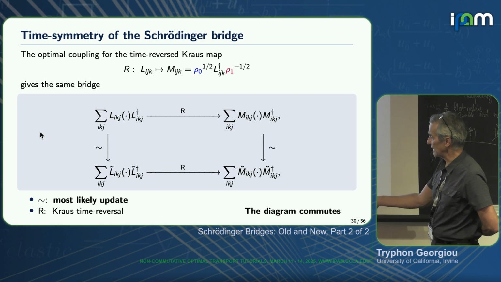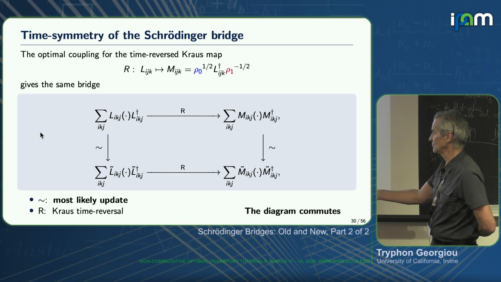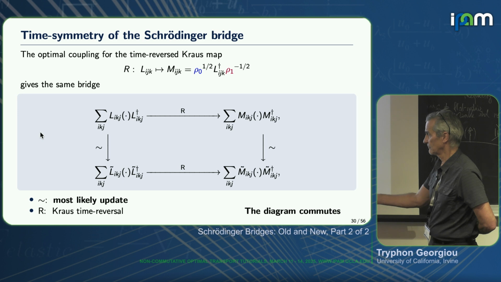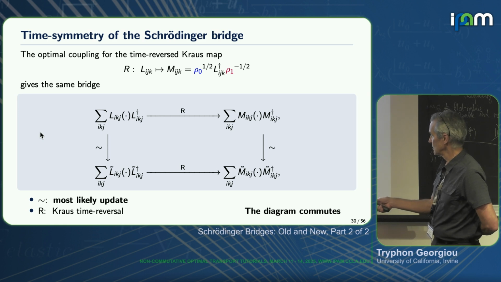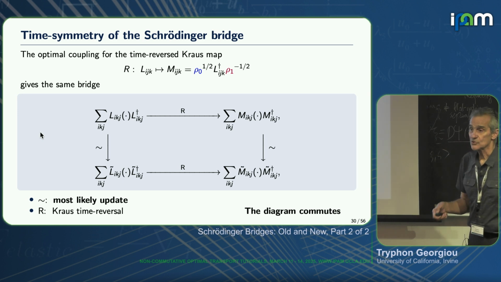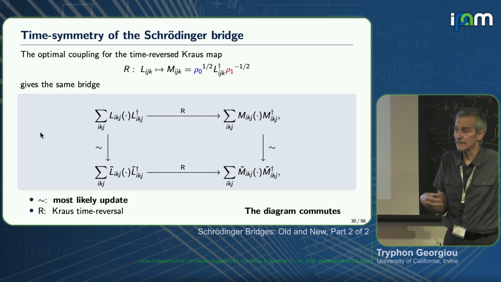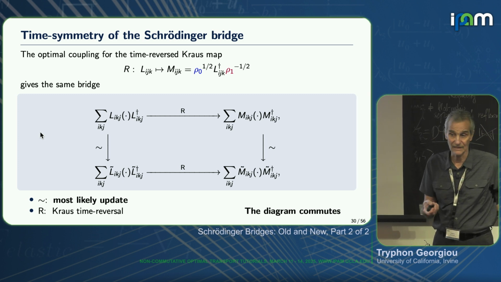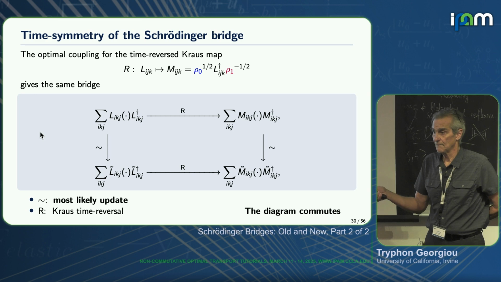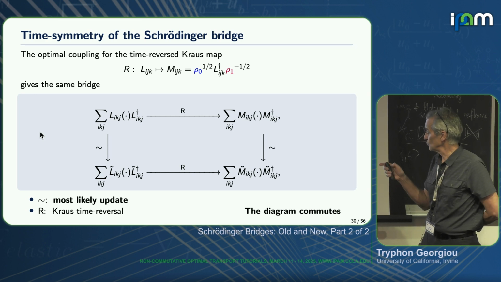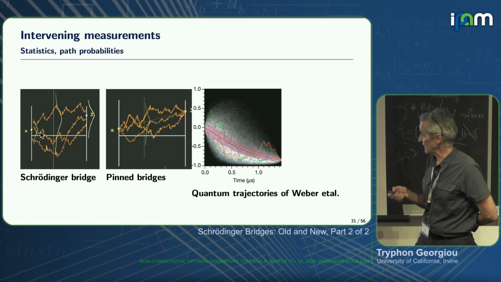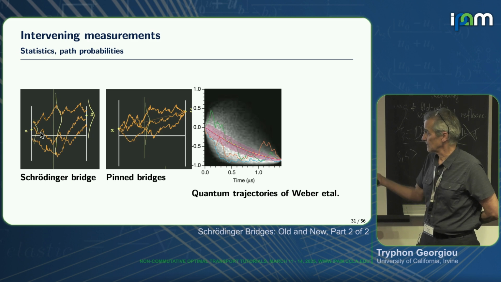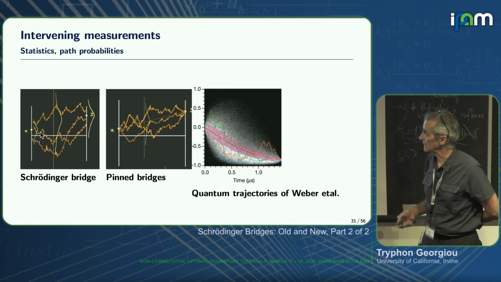Then the coefficients relate to the updated ones in one time direction, exactly, via time reversal. So the diagram commutes. This is the kind of symmetry that one should seek in this setting. And we're going to look at it also now when we start having experiments here in the middle.